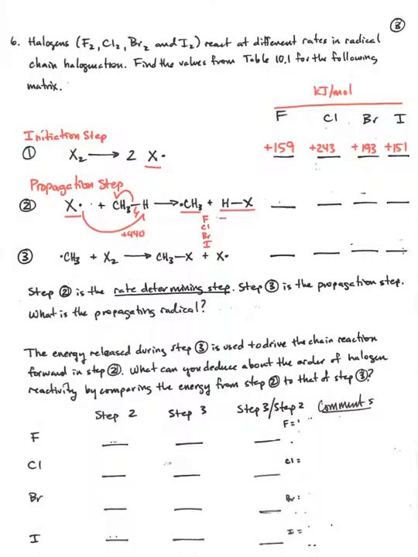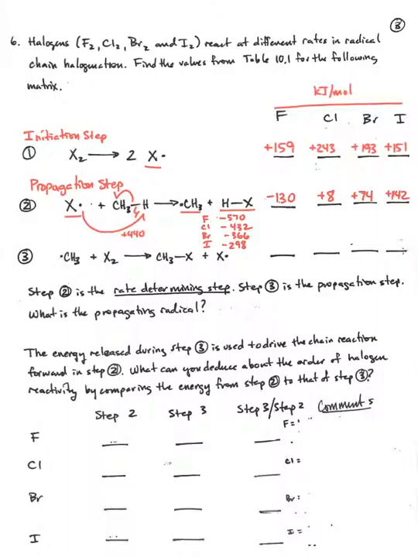HF releases negative 570 kilojoules per mole. So if we take 440 and subtract 570, we're going to write minus 130 kilojoules per mole in the fluorine column. Chlorine is negative 432. 440 minus 432, we get plus 8 kilojoules per mole in the chlorine. The bromine is negative 366. So we take 440 minus 366, we get plus 74 kilojoules per mole. And then finally, iodine is negative 298. And so here we're going to get plus 142.